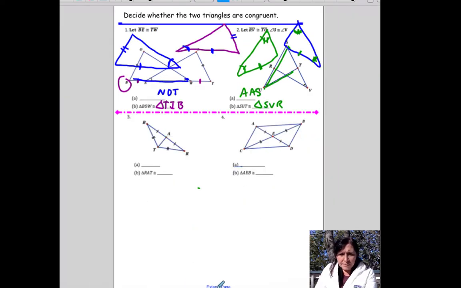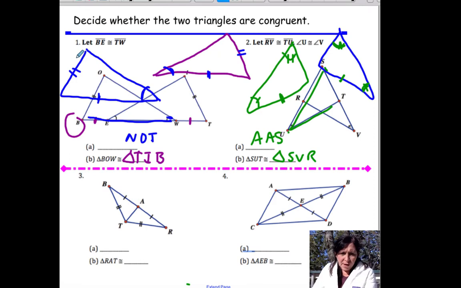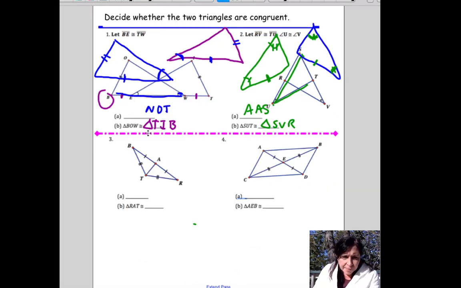For the next triangle, let me go back here. It's a little bit hard to see. We know that these two triangles, see that side's congruent to itself. The two triangles are congruent pretty easily by side-side-side. And therefore triangle RAT is congruent to triangle BAT.